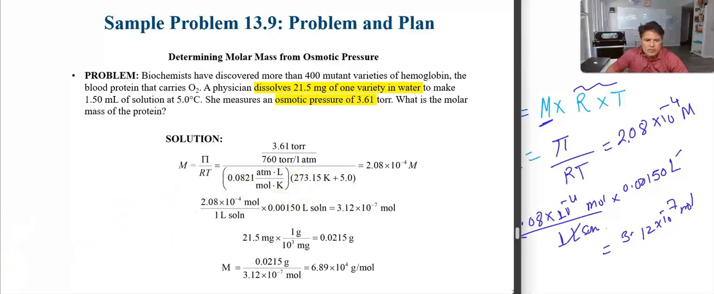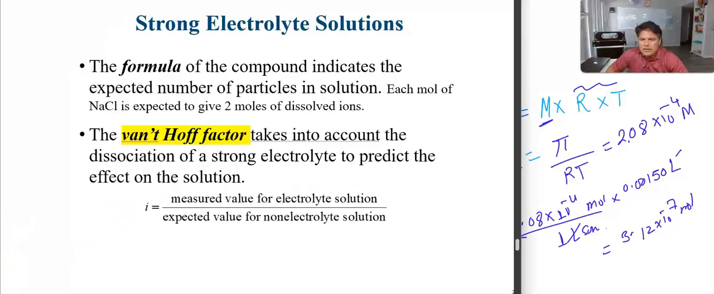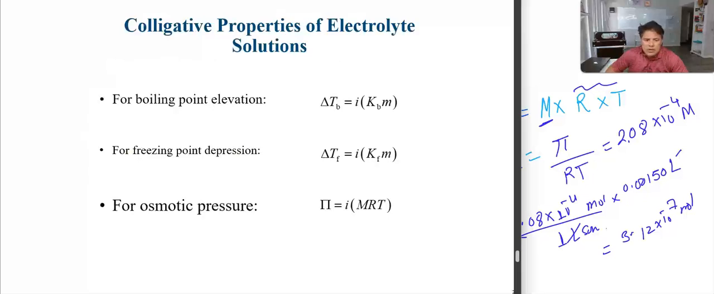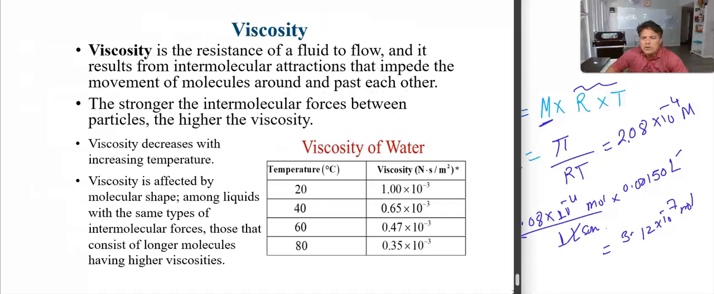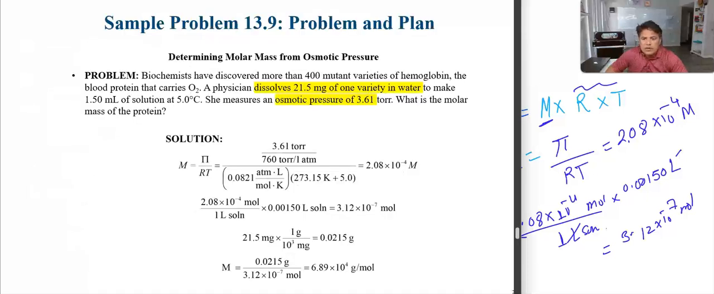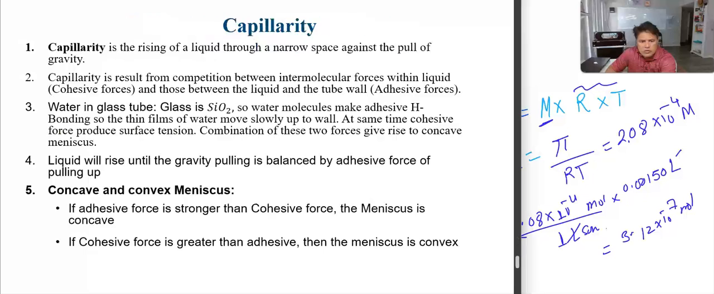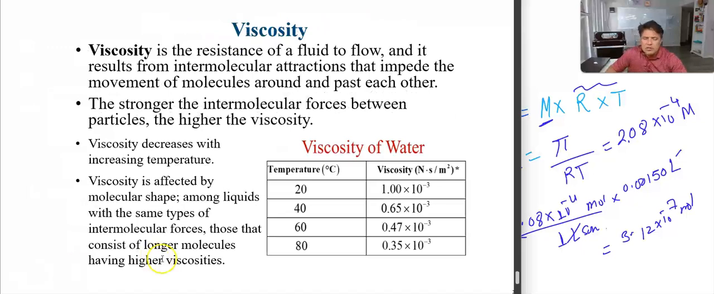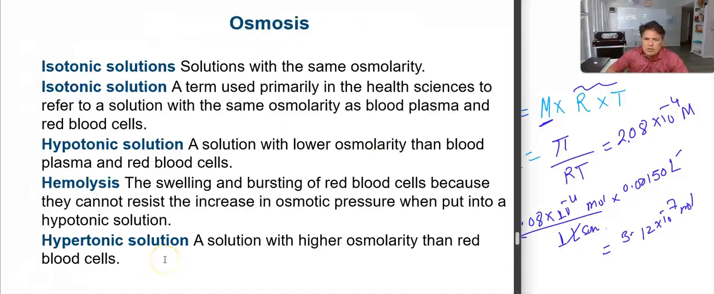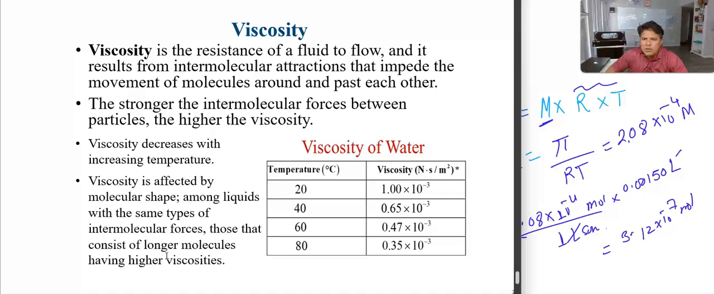Okay, so electrolytes also we have already studied. Colligative property, these are just a repeat of the previous. So now, let's see this also. Now the viscosity. So viscosity, osmosis, colligative property, viscosity.